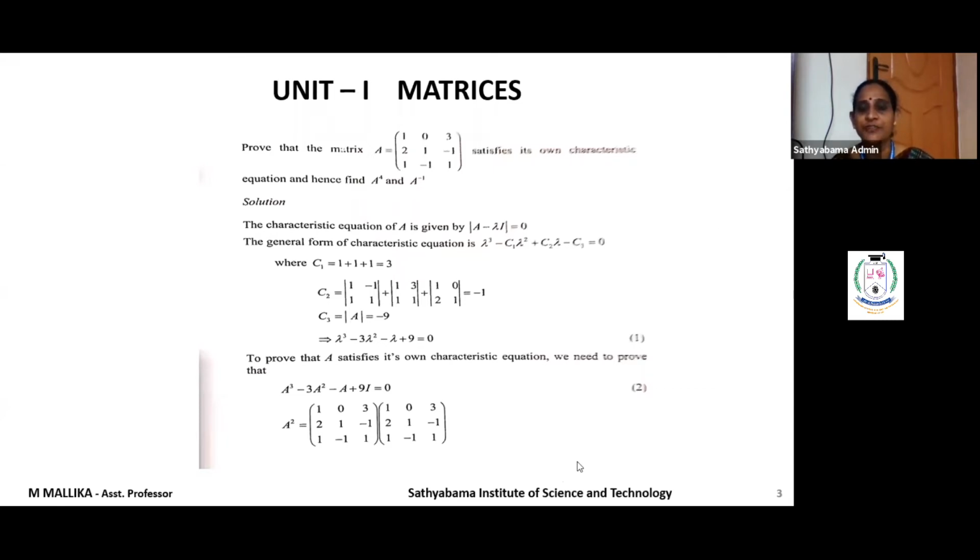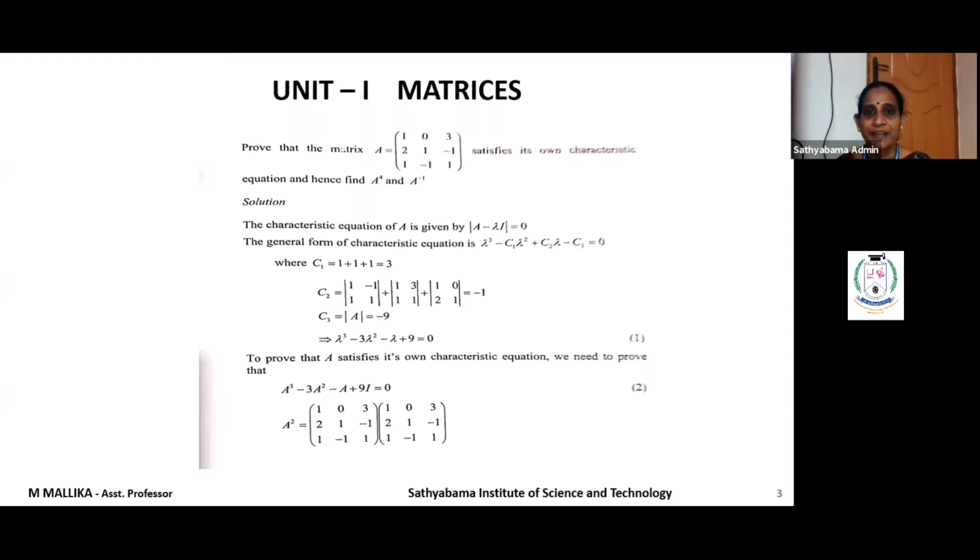Then finally, to find the value of C3, I have to find the determinant of the given matrix A. So I think you know how to find the determinant of the matrix. The value of the determinant of the matrix is going to be -9. After having found the values of C1, C2, C3, just substitute in the general equation. The general equation takes the form lambda cube minus 3 lambda square plus C2 lambda becomes minus lambda, and minus C3 becomes plus 9 equals 0.